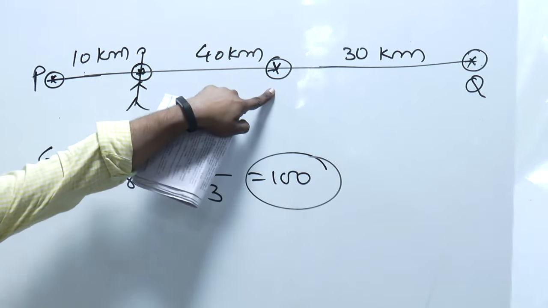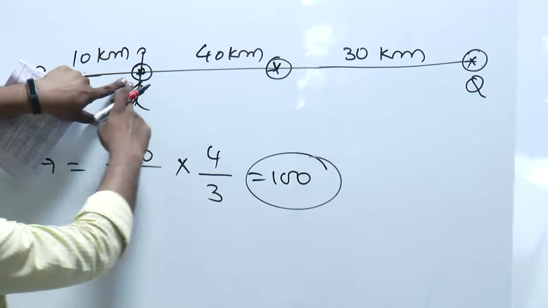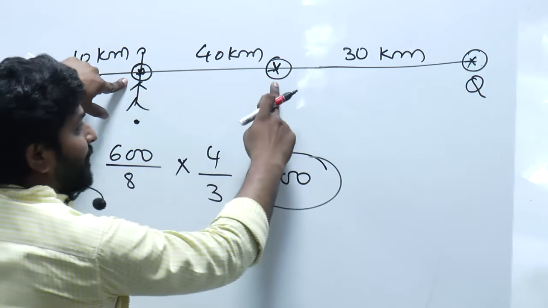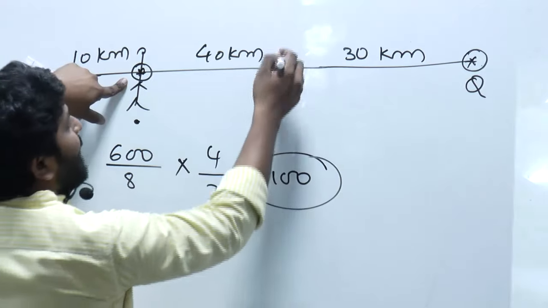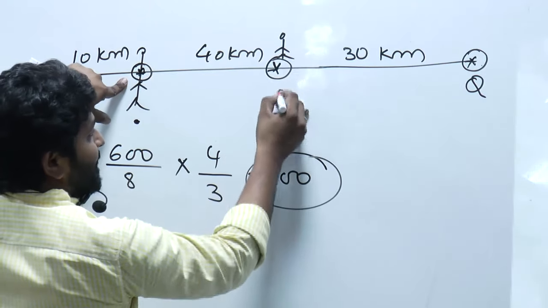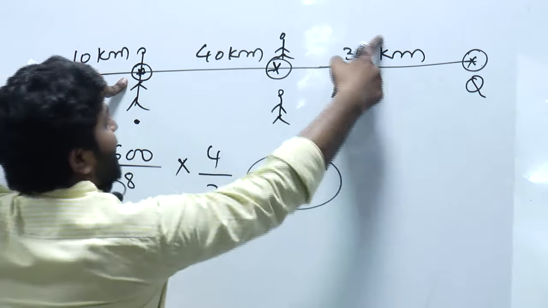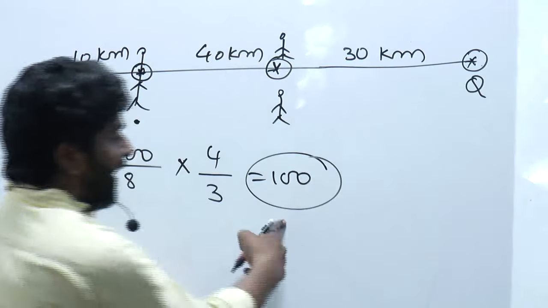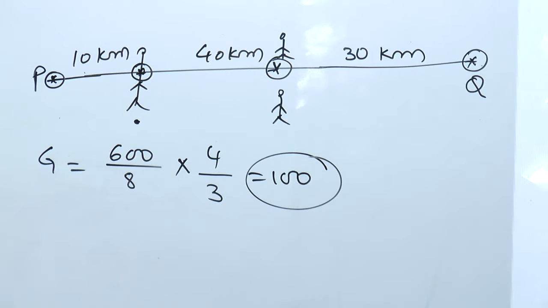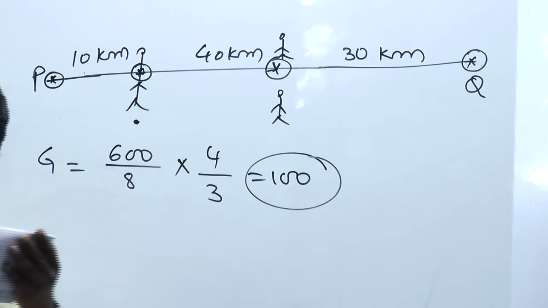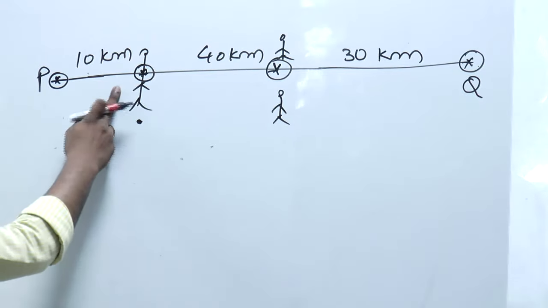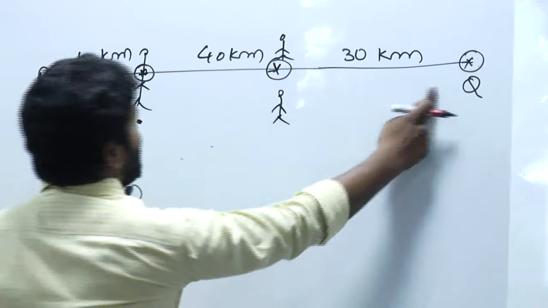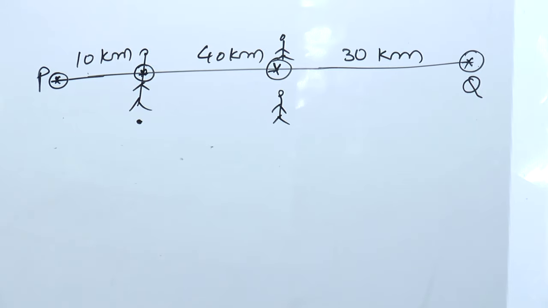Now let me calculate the distance traveled by Gafoor again. From here 40 kilometers, from here to here 30, total 70, and then returned and met Srikanth at this place. 40, 30, return journey 30, total 100 kilometers. Yes, condition satisfied. Now look at your actual question. Find the distance between P to Q. 10, 40, 30, 80 kilometers.